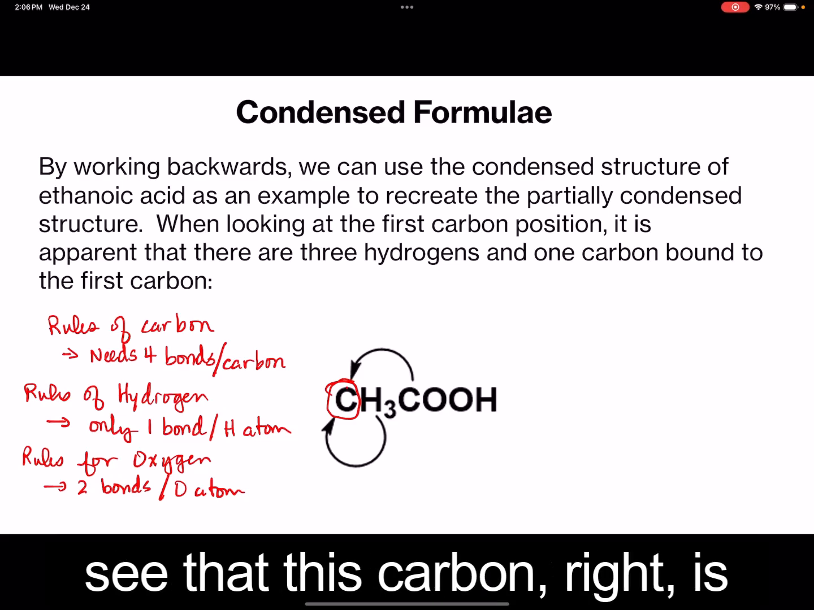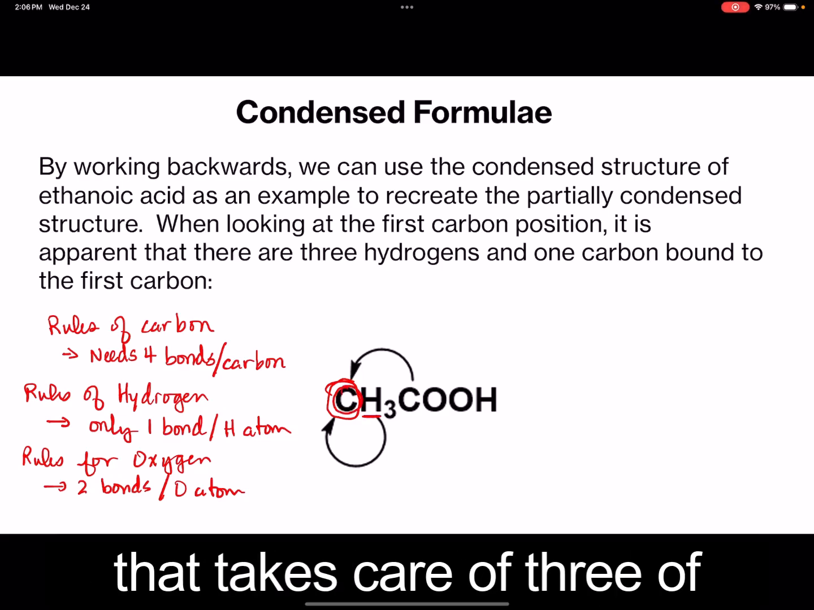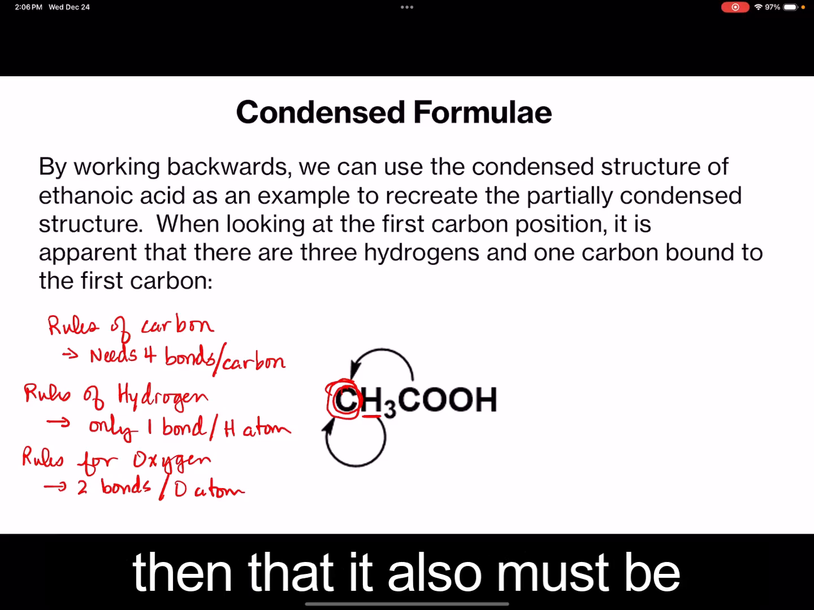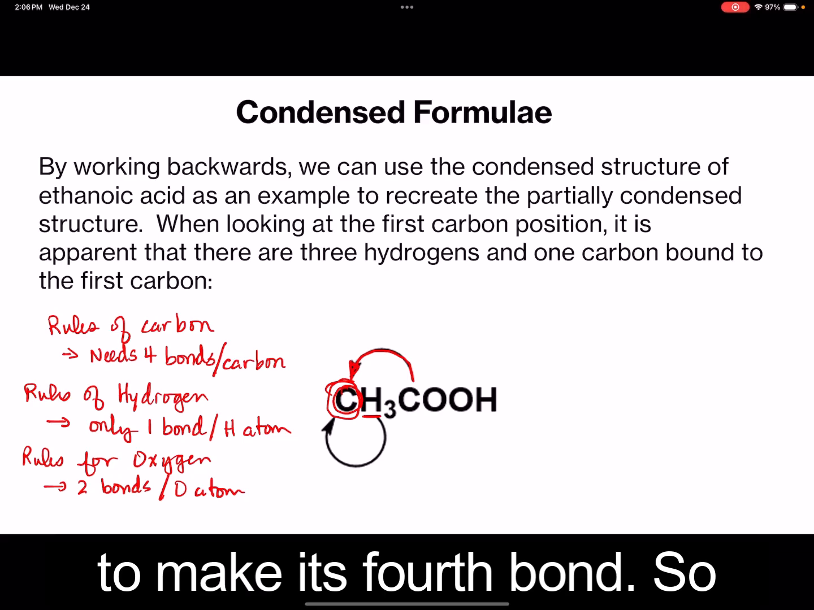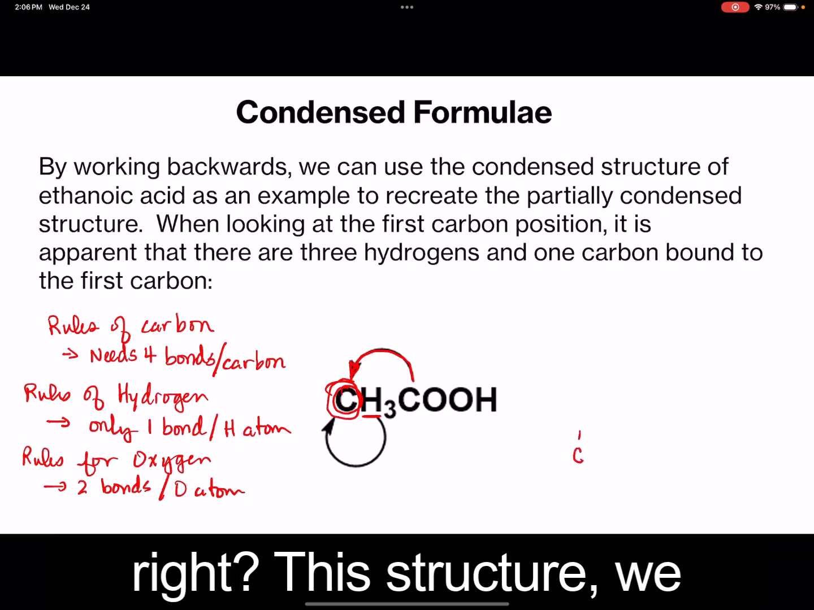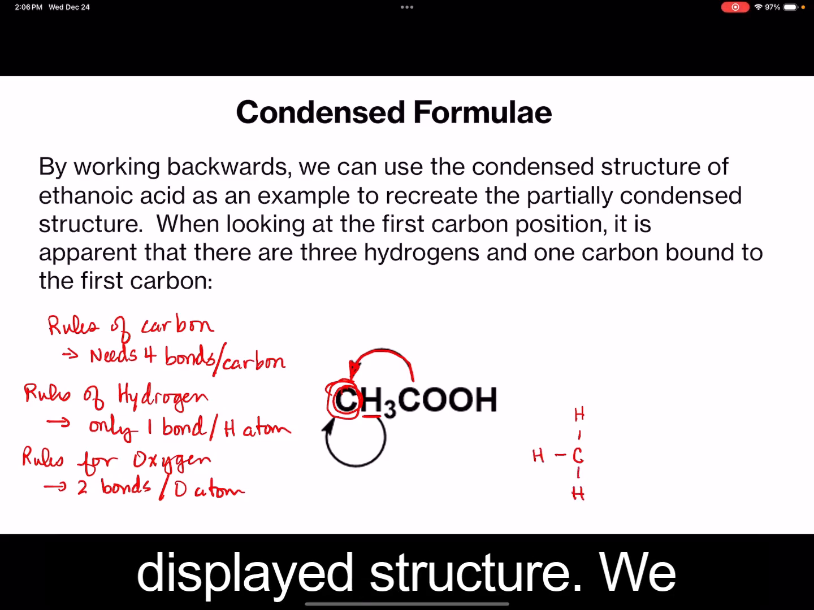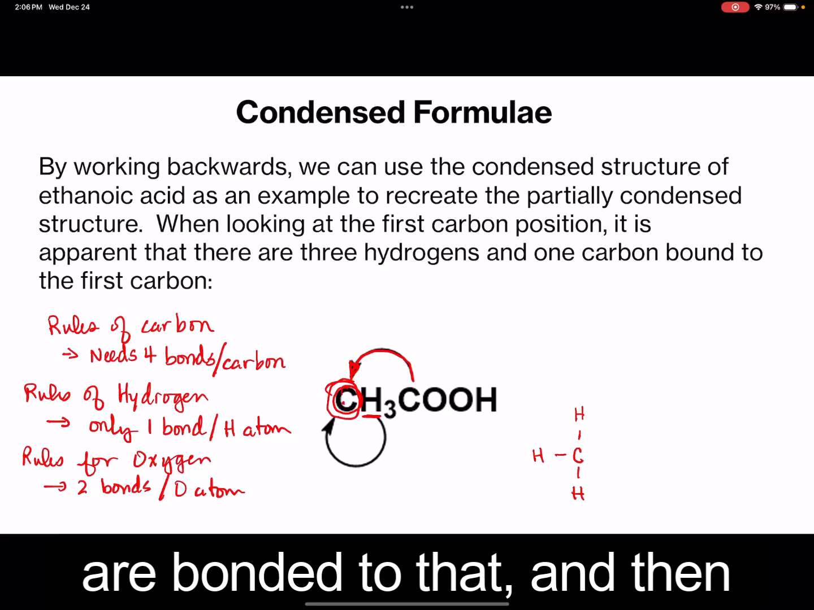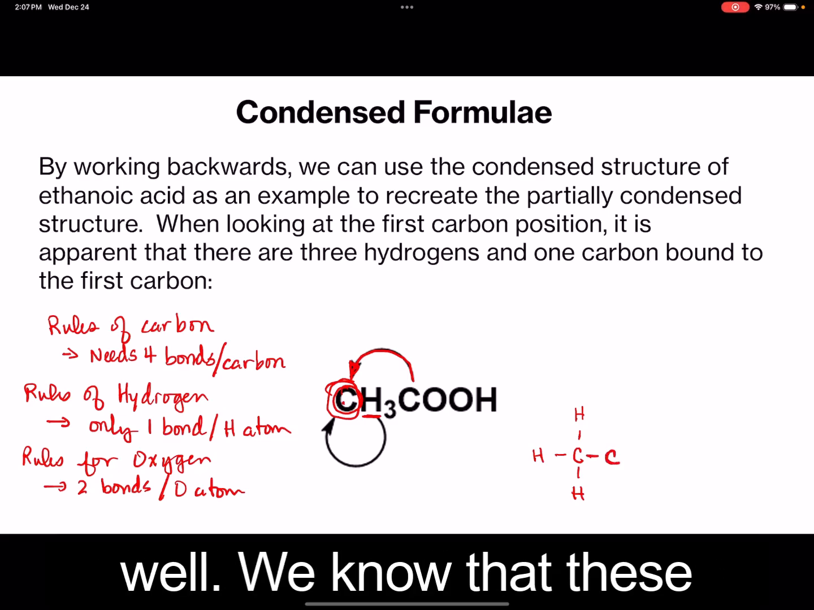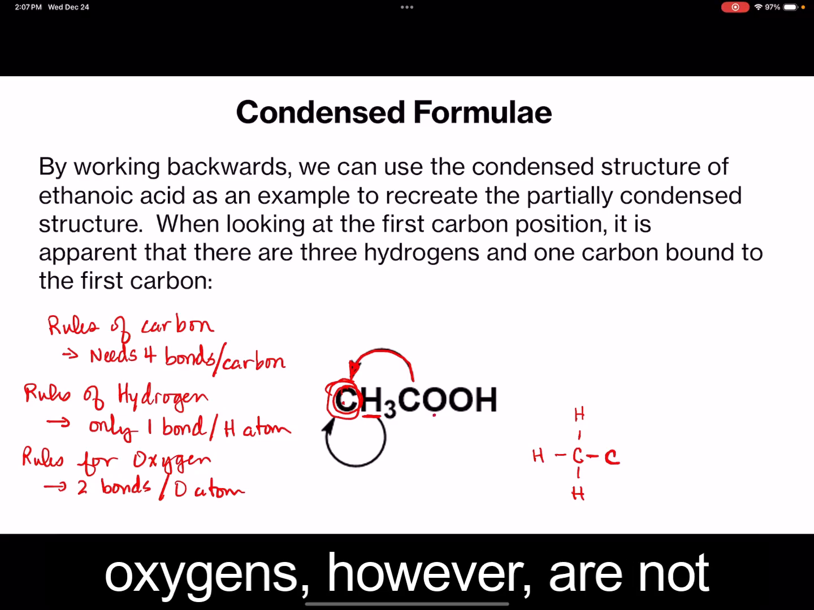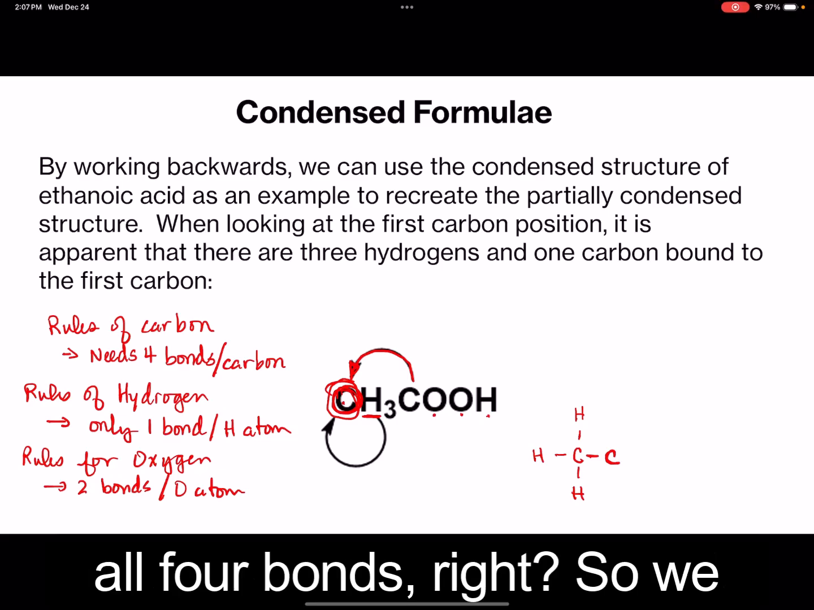So we can see that this carbon is bonded to 3 hydrogens. That takes care of 3 of the 4 bonds. We know then that it also must be bonded to that next carbon to make its 4th bond. So we could start drawing out this structure into a displayed structure. We know those 3 hydrogens are bonded to that, and then that next carbon over is bonded to that carbon as well. We know that these oxygens, however, are not bonded to the first carbon because it's full now. It's got all 4 bonds.